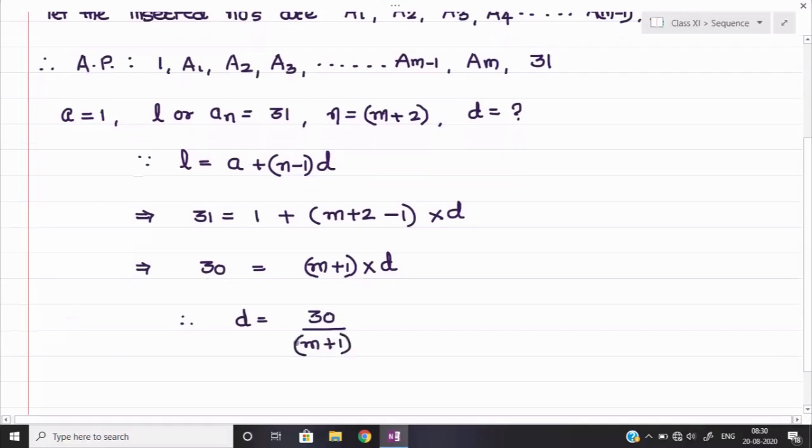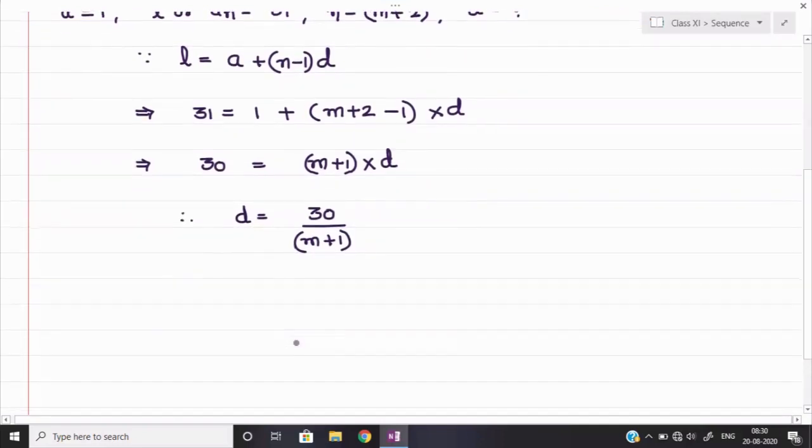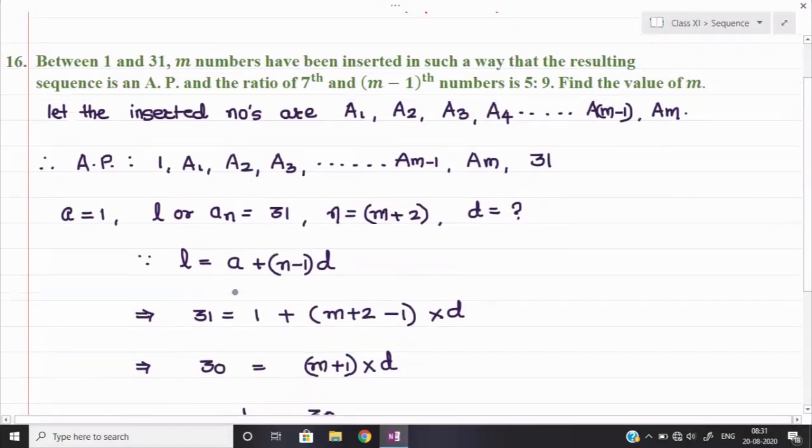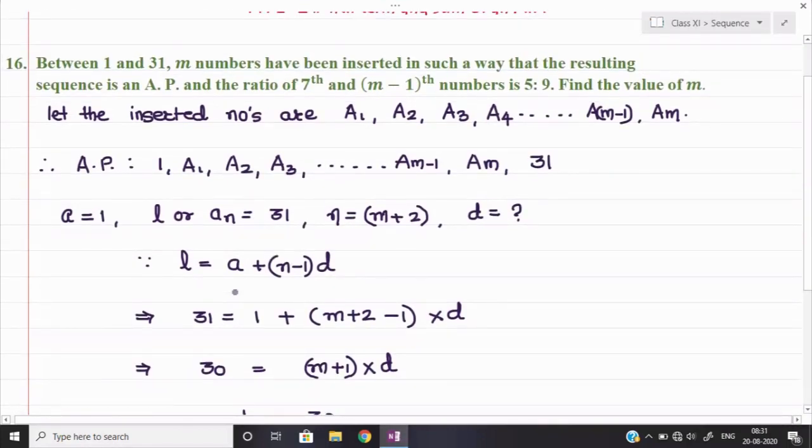Okay, now let us see what condition we have been given in the question. So further we shall write down according to the condition. We have been given that the 7th and m minus 1th number are in the ratio 5:9. What is my 7th number in this sequence? That is a7, and the m minus 1th number will be am minus 1.